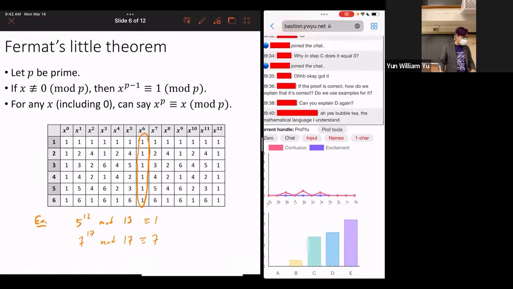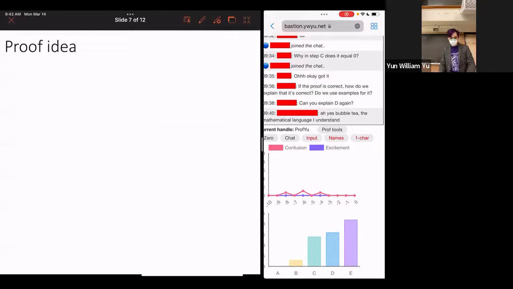We'll go through the proof idea, though I'm not going to go through it super rigorously, since this proof is a little bit more sophisticated than the ones we were just doing a moment ago.